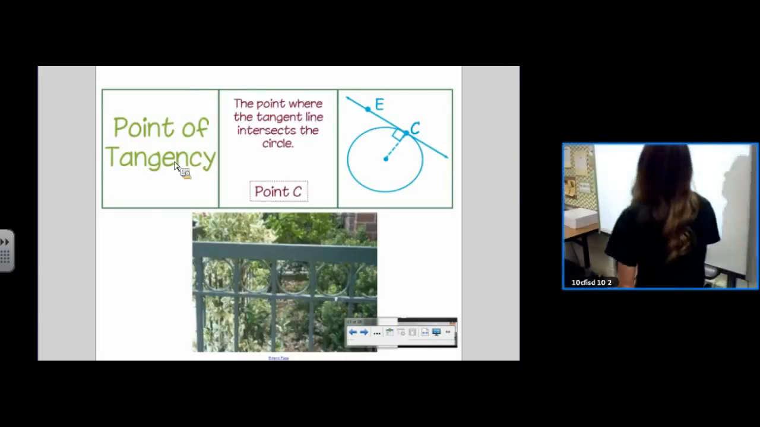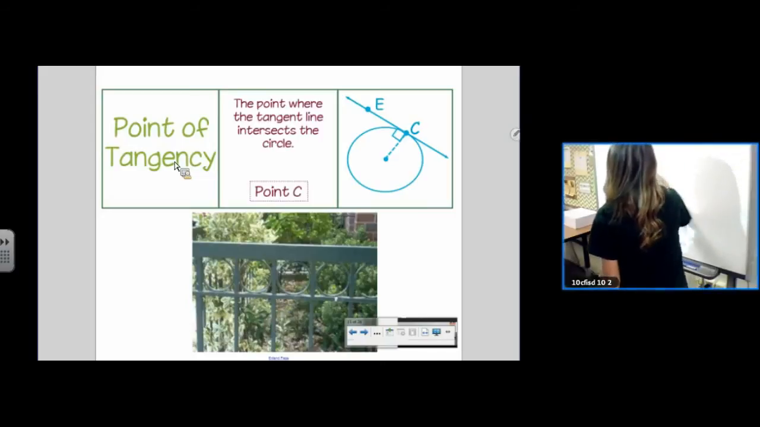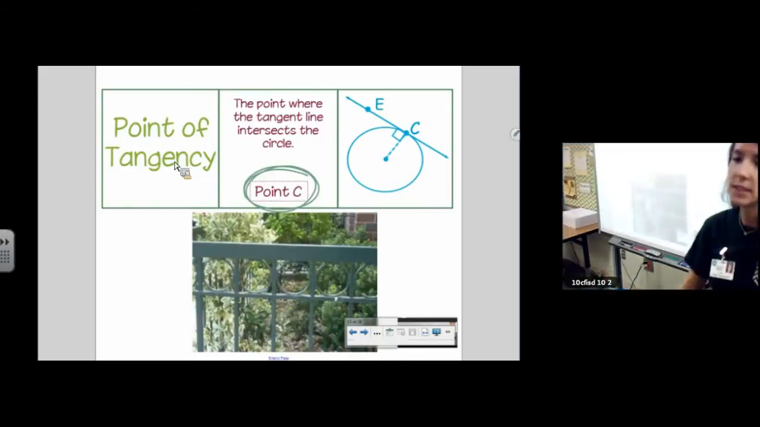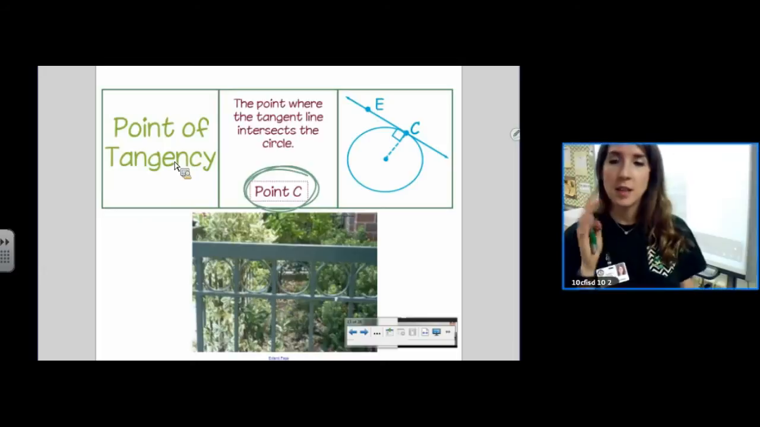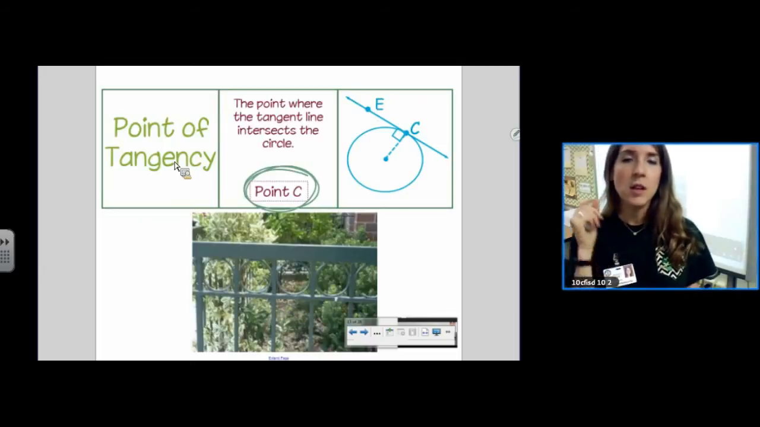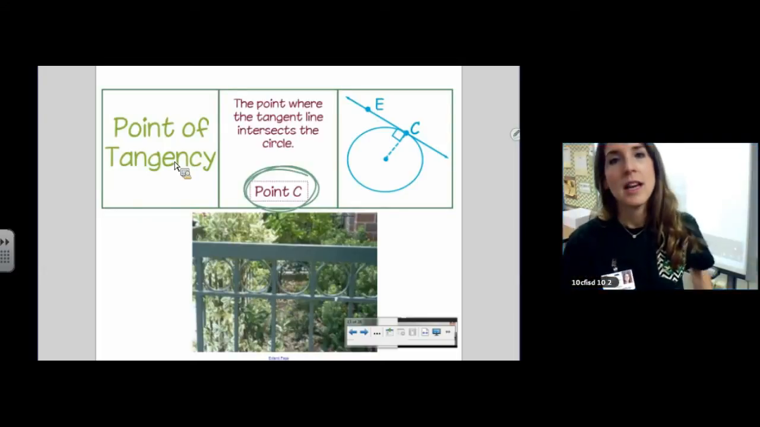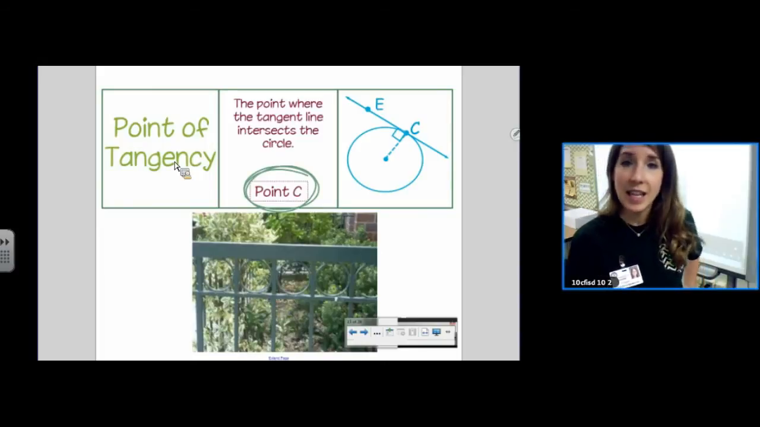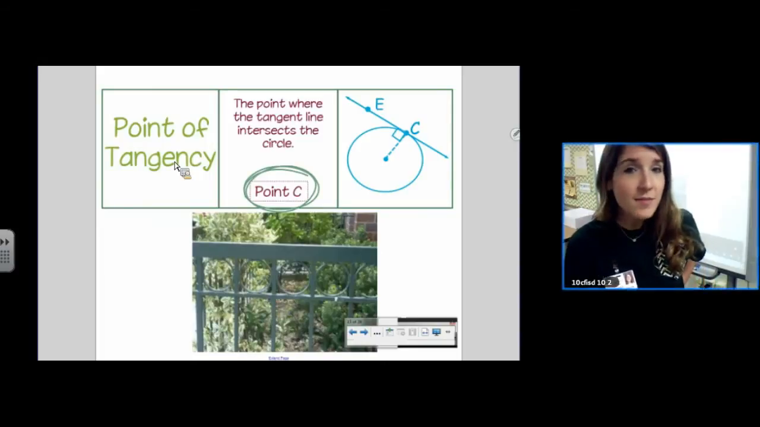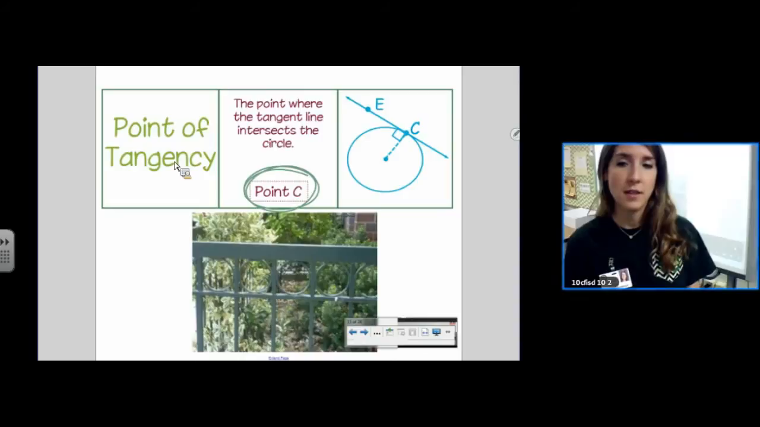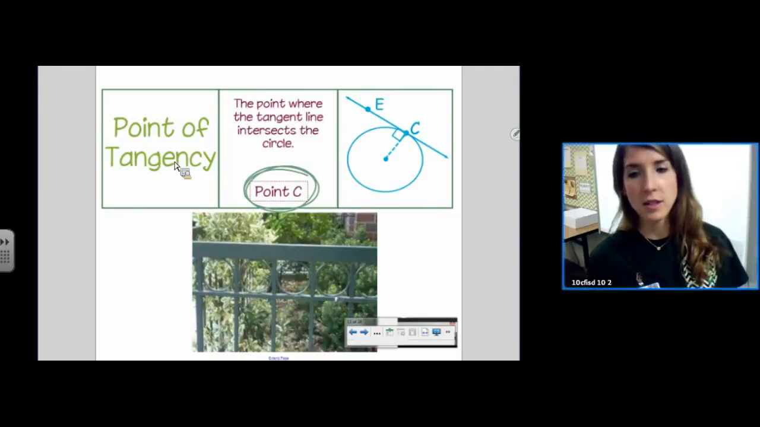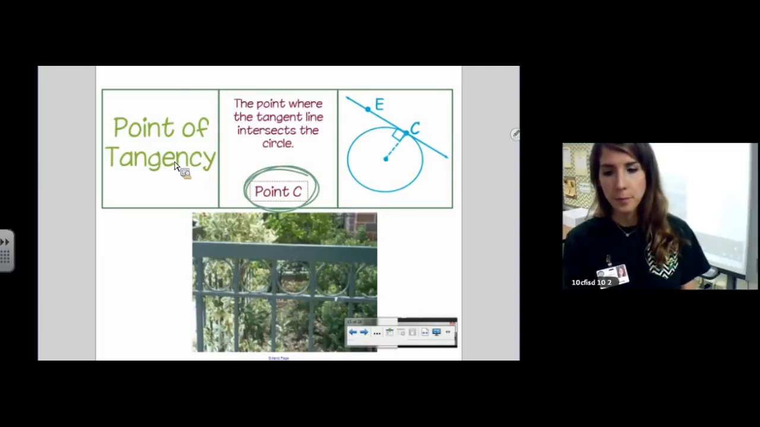So in this one, I drew the same picture, but I want you to zoom in on or highlight C. C is the point of tangency. It's the point where the tangent line hits the circle. And C, like I was saying on the last slide, is the vertex of the right angle that's created.